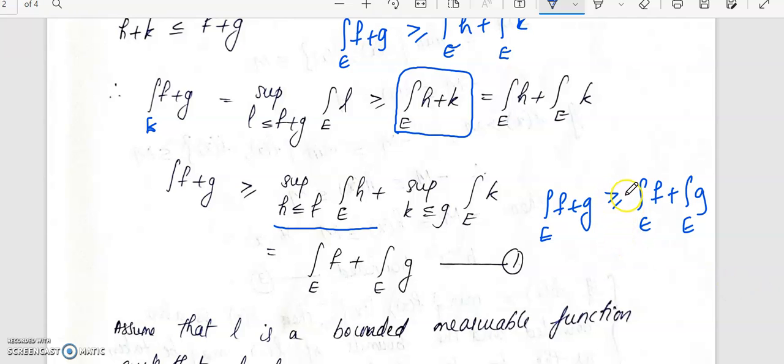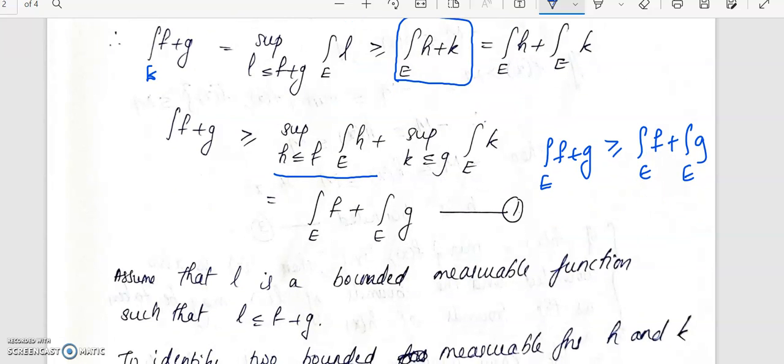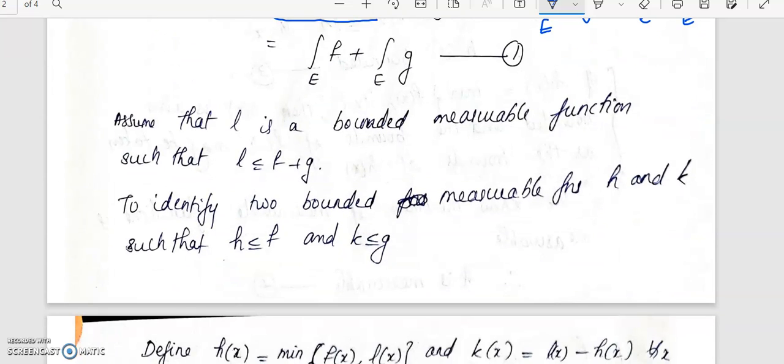Greater than or equal to has been shown. We will show that it is less than or equal to integral f plus integral g. So that will give us the required result. Now again, to define the integral we need a bounded measurable function such that L is less than or equal to f. We need it on both sides.